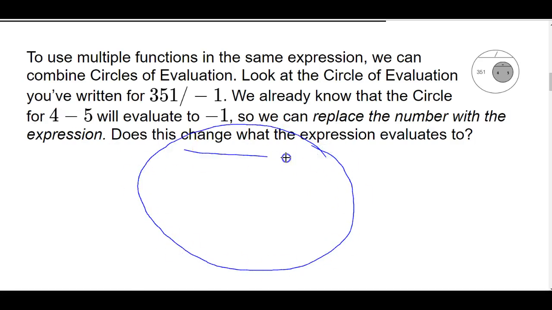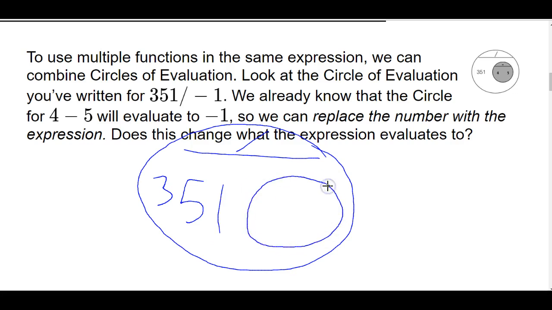We want to divide, so I'm going to put the divide sign, which is that slash, right? So we're dividing 351, but what are we dividing it by? -1. Perhaps we're not going to make it -1. We're going to get to -1 by writing an expression that evaluates to -1. 4 minus 5, if I evaluated this, I'd get -1, and now I have 351 divided by -1.